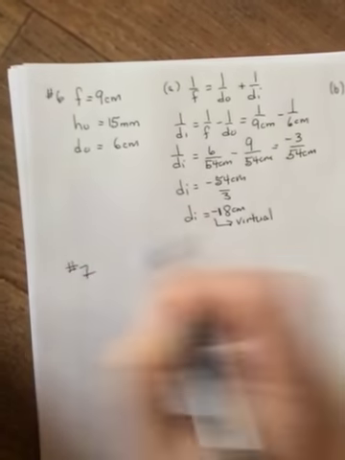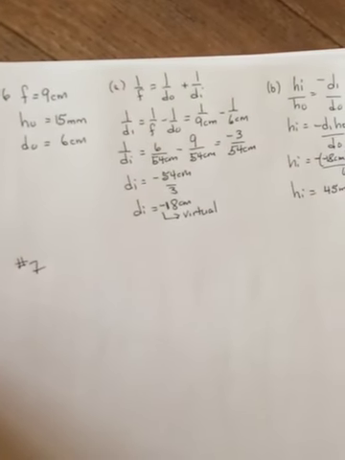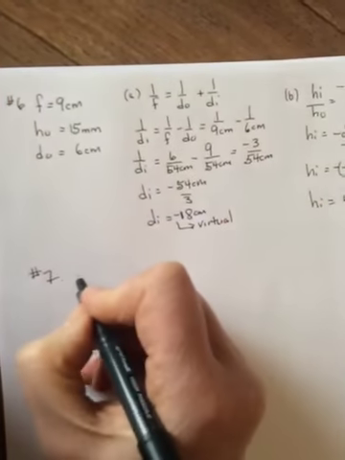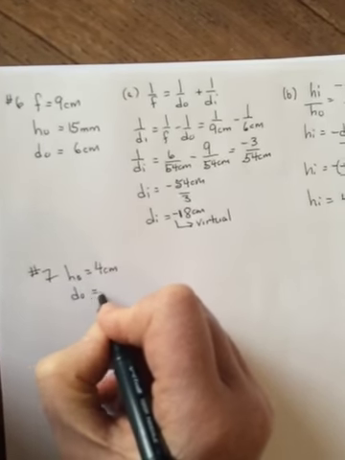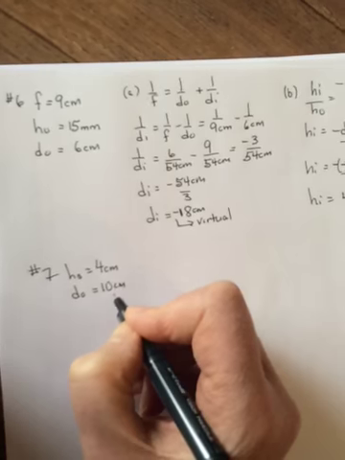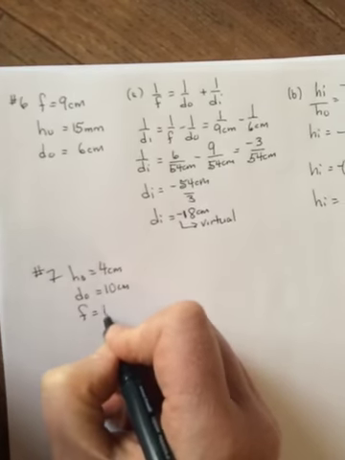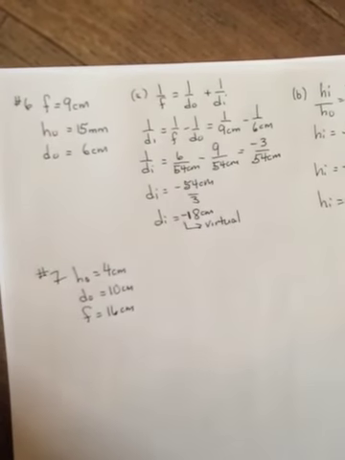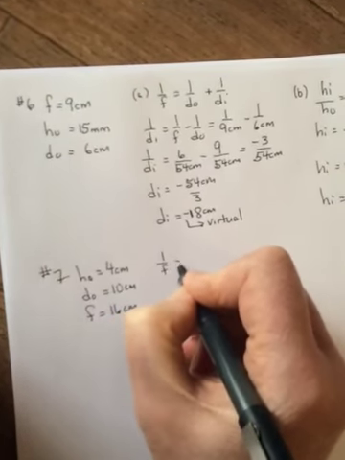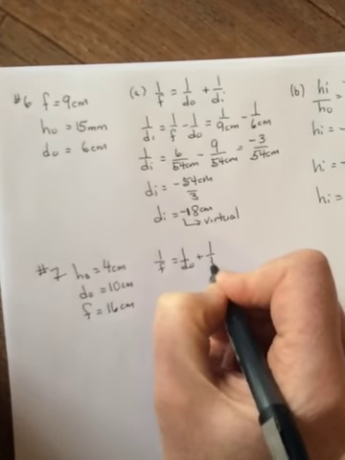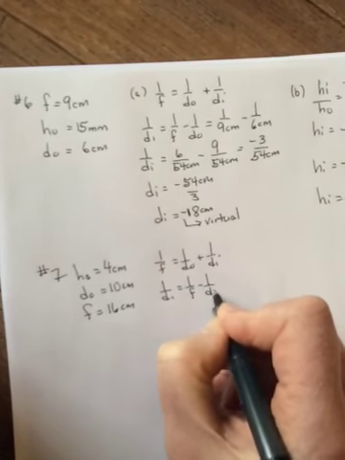Number 7. Number 7 says, a 4 centimeter high candle is placed 10 centimeters from a concave mirror. So HO is 4 centimeters, and it's placed DO 10 centimeters from a concave mirror having a focal length of 16 centimeters. And so again, the question wants us to find the DI and the HI. So 1 over F is equal to 1 over DO plus 1 over DI. So 1 over DI is equal to 1 over F minus 1 over DO.